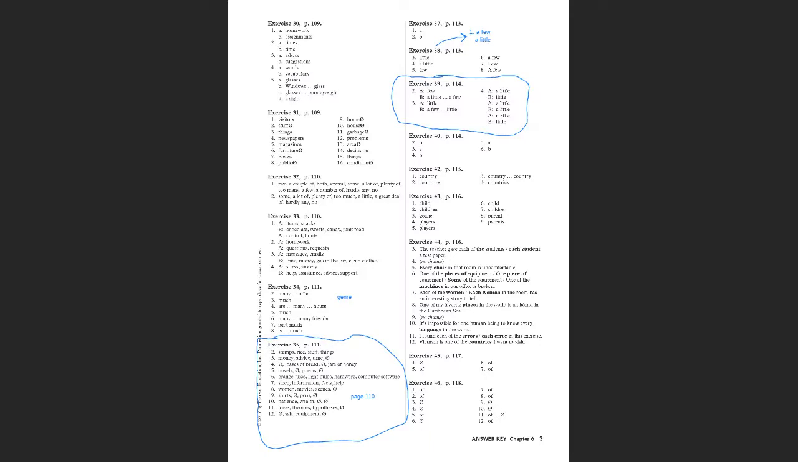All right, guys, we got one more to check. Let's look at exercise 43, and I'll read out the answers to you here. Number 1, child. Number 2, children. Number 3, goalie. Number 4, players. Number 5, players. Number 6, child. Number 7, children. Number 8, parent. And number 9, parents.